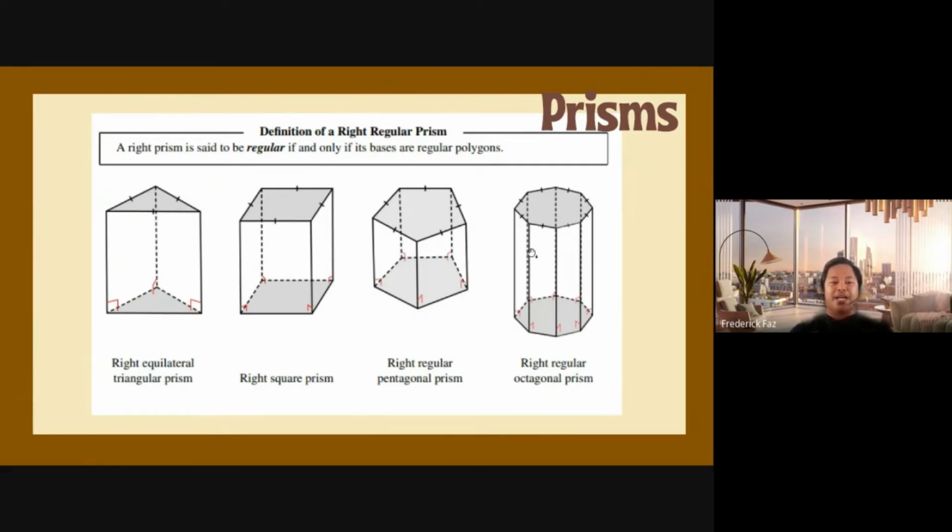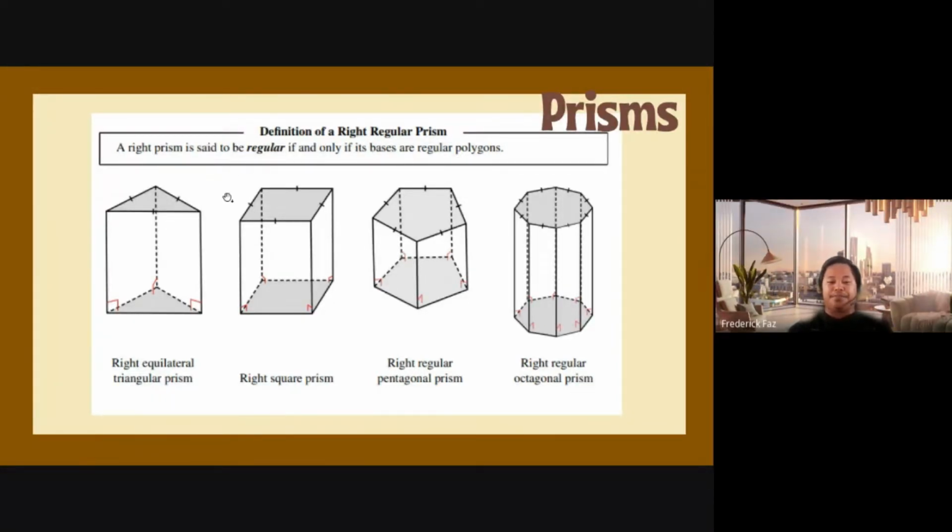So we have here right prisms. Right equilateral triangular prism, right square prism, right regular pentagonal prism, right regular octagonal prism. The term regular depends on the base, whether our bases are regular. So we can say that they are right regular prisms if and only if their bases are regular polygons.